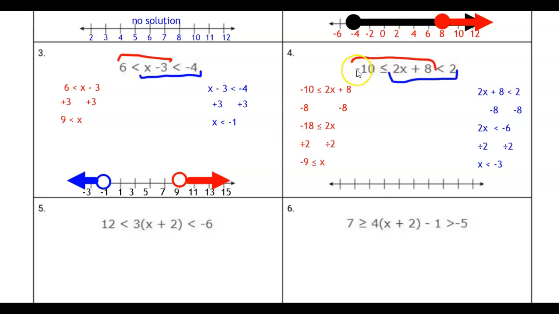First simple inequality starts at -10 and ends at 8, so that's here. We subtract 8 from both sides and then divide both sides by 2 and get x is greater than or equal to -9. In other words, -9 is less than or equal to x.